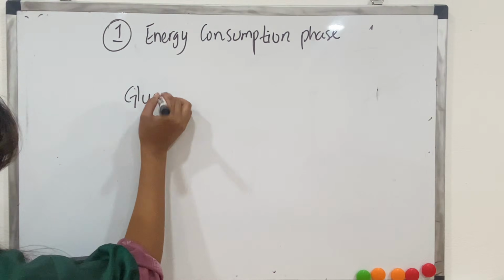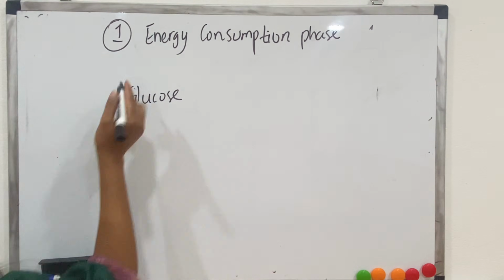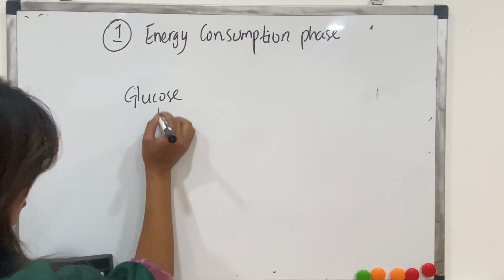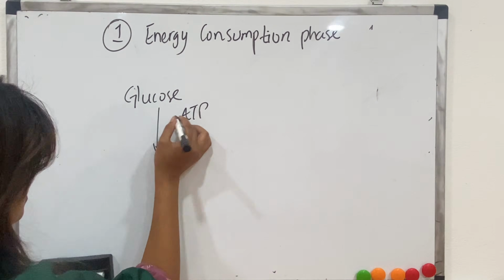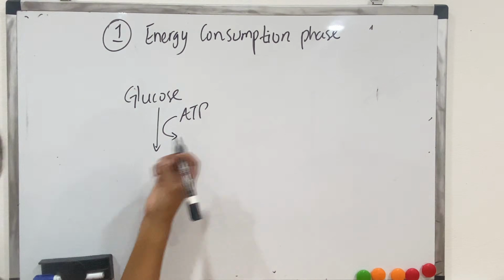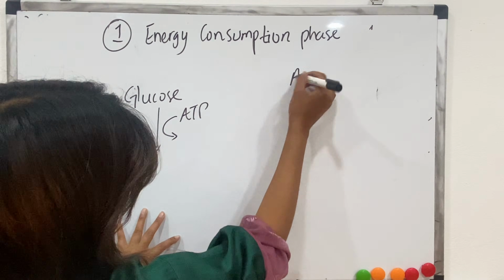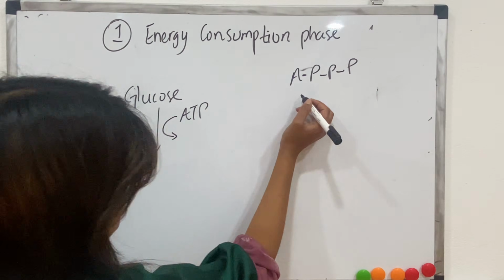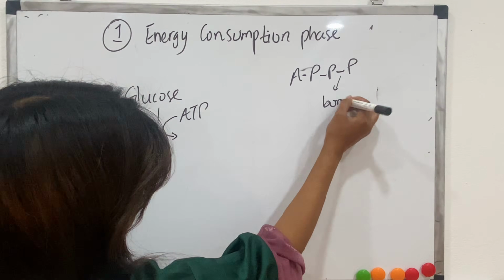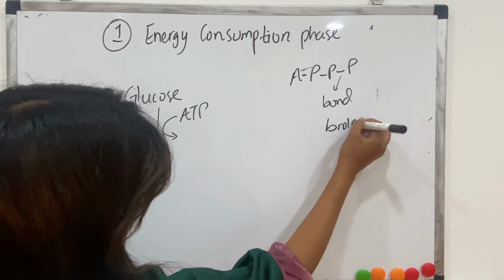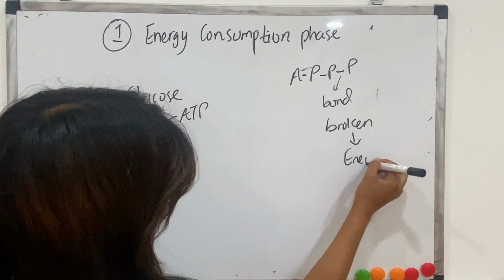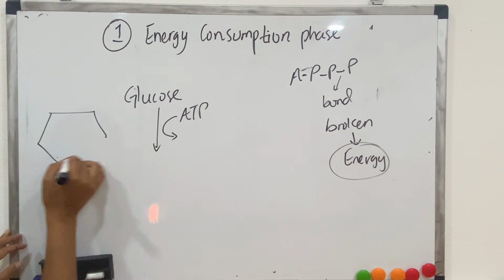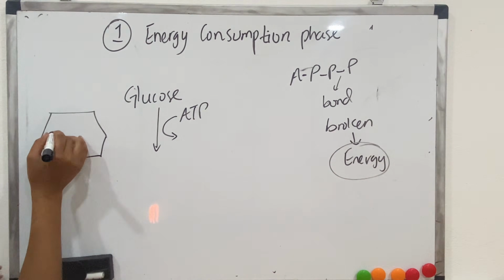In the first step of the energy consumption phase, glucose gets phosphorylated, meaning there's the addition of phosphate onto glucose, and the phosphate we obtain from ATP. So there is a consumption of ATP here. And when we say ATP consumption, we are actually breaking down ATP. So we are hydrolyzing ATP. The last bond between the 2 phosphates is broken, and when the bond gets broken, there is always release of energy, and this energy is used to form a bond between carbon and phosphate.